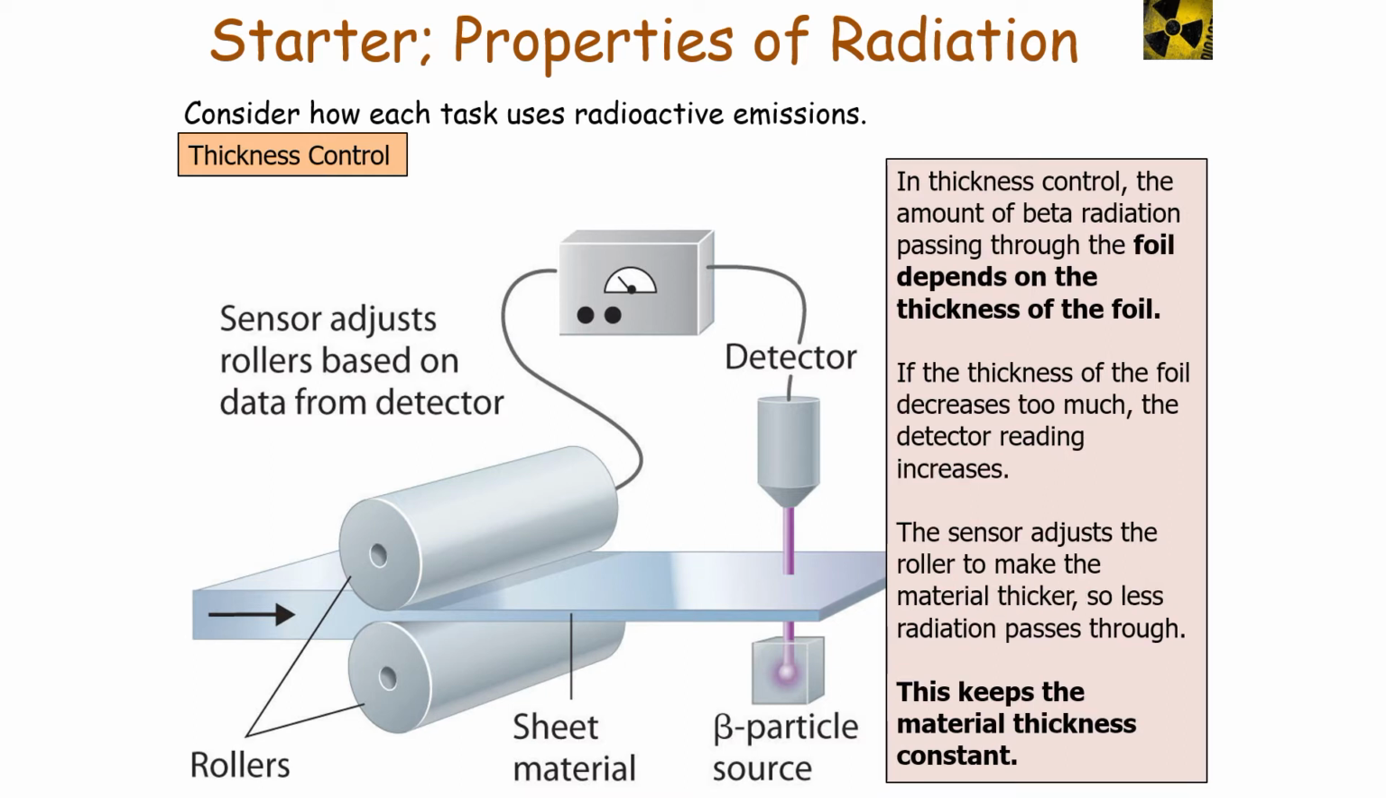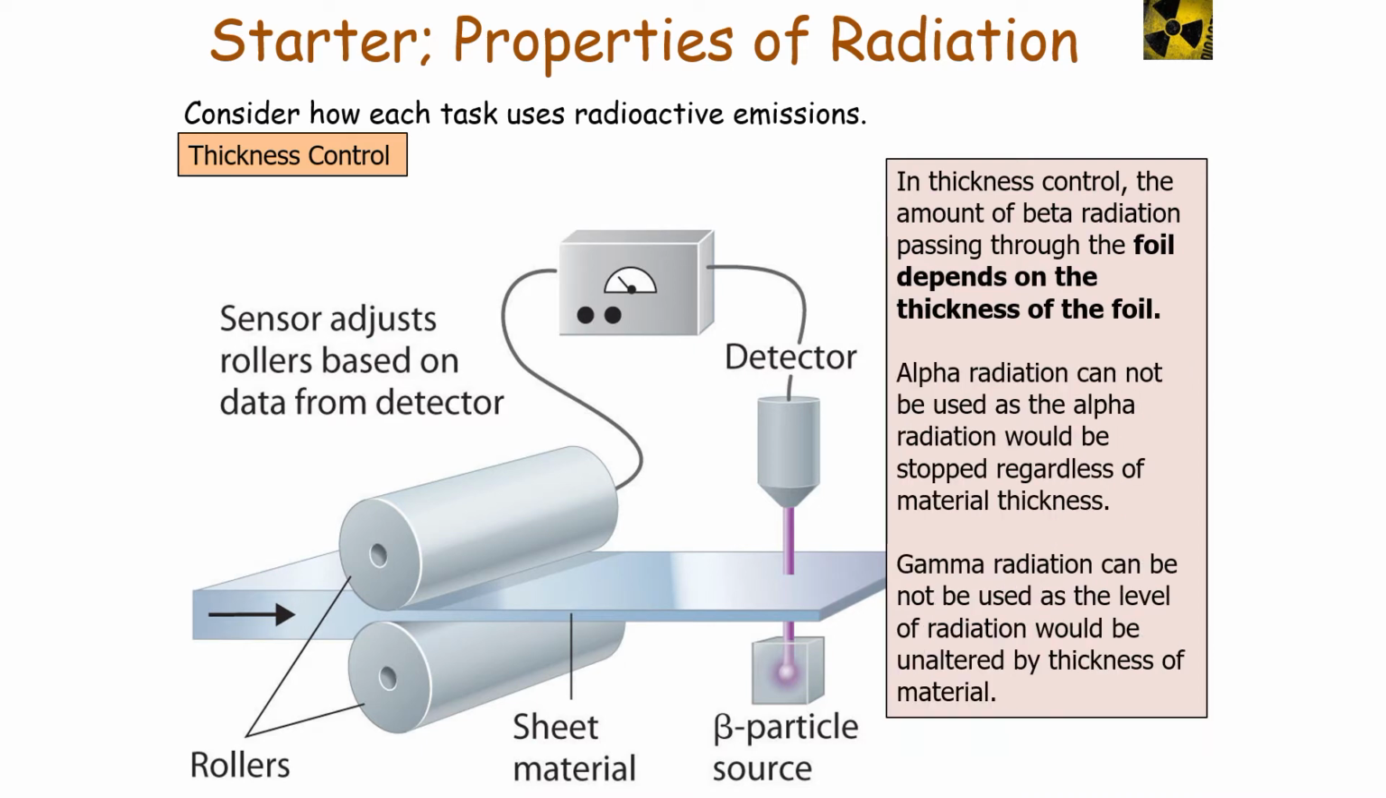It's also true the other way around, because if the amount of beta radiation passing through the foil depends on the thickness of the foil, this means if the foil becomes too thin, the detector reading then increases. So the sensor then adjusts the roller to make the material thicker so less radiation passes through, and this keeps the material constant. When we're looking at the thickness of metals, we've got to use beta radiation, because alpha radiation cannot be used, as the alpha radiation will be stopped regardless of the metal thickness, and gamma radiation could not be used as the level of radiation will be unaltered by the thickness of this metal material.